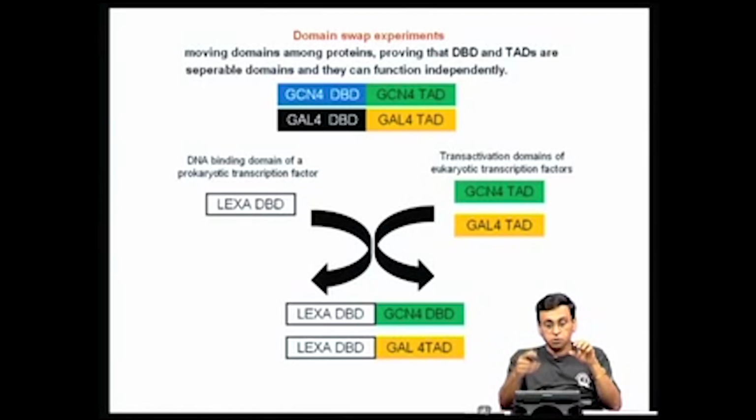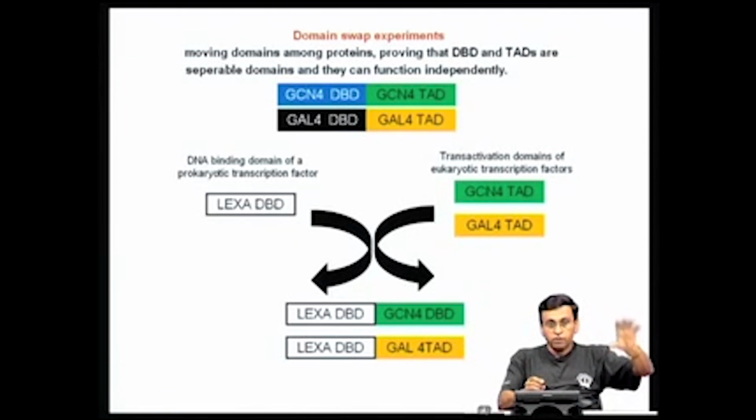The most popular experiments are called domain swap experiments, wherein you take the transcription activation domain of one transcription factor and link it to the DNA binding domain of another transcription factor. That is what I have shown in this particular cartoon. For example, you have GCN4 and GAL4, which are very potent transcriptional activators in yeast cells, and each of them has its own DNA binding domain and transcription activation domain, which I have shown in different colors. What has been done very interestingly is that people have taken the transcription activation domain of either GCN4 or GAL4, which are of eukaryotic origin, and fused it to the DNA binding domain of a transcription factor called LexA, which is of prokaryotic origin.